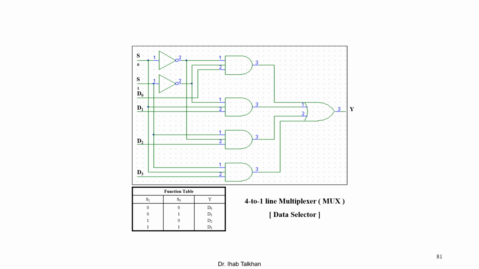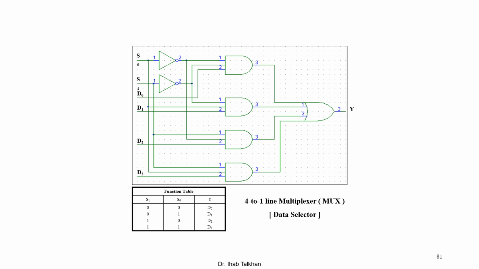If S0 S1 is 0 0, this means that the upper AND will be active and all other ANDs are disabled, which means that only D0 will go through to Y. If S0 S1 equals 0 1, the second AND from the top will be active and all the other three ANDs are disabled, which means D1 will go to Y. And if S0 S1 is 1 0, the third AND from the top will be active and the other three are disabled, equal to 0. This means that D2 will go through to the output.